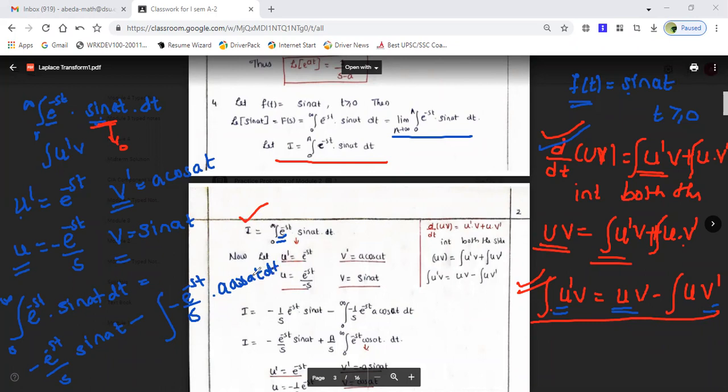Into dt. I'm not doing anything much here. I'm just substituting the values u, v, u and v prime. Are you following the steps? Yes, ma'am. Okay.